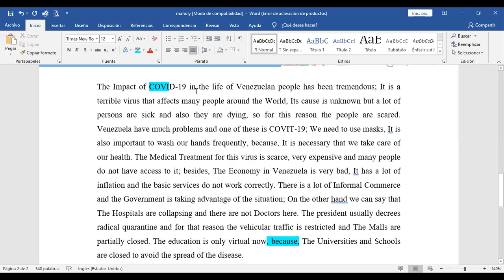19. In the life of Venezuelan people has been tremendous. Y ella termina esa oración con un semicolon. What do you say?